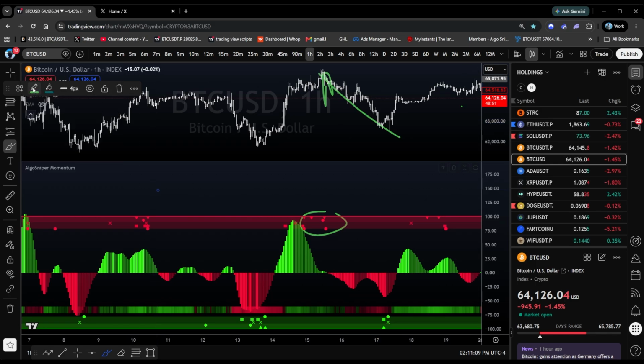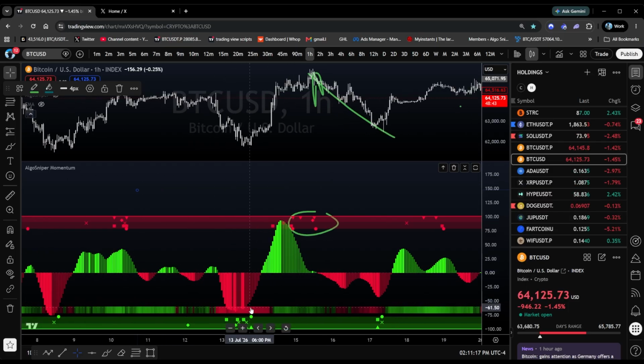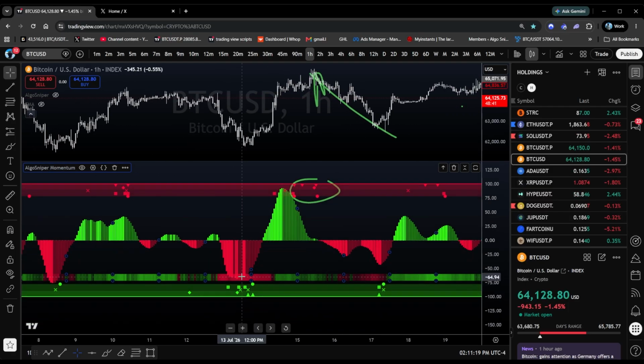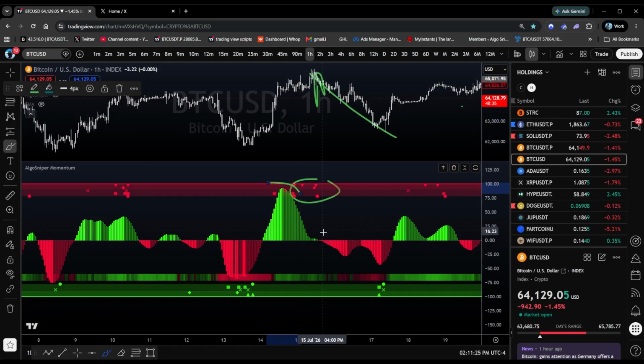So the point of this indicator is to help you see momentum. If you're looking to get into a long position or a short position, you want to see momentum get to an extreme level, where it comes near the green or near the red, that's extreme. And you want to see momentum rolling over.